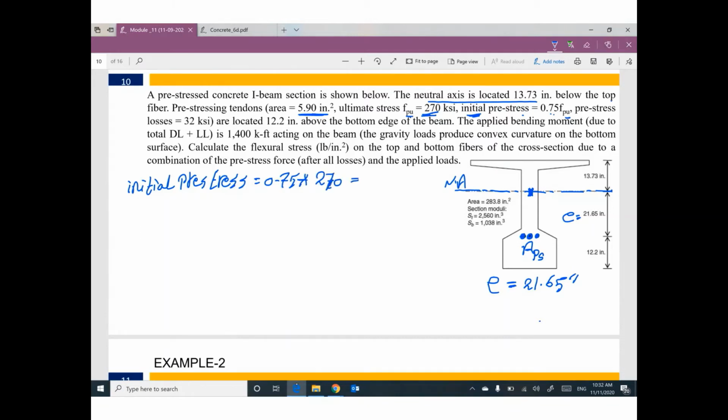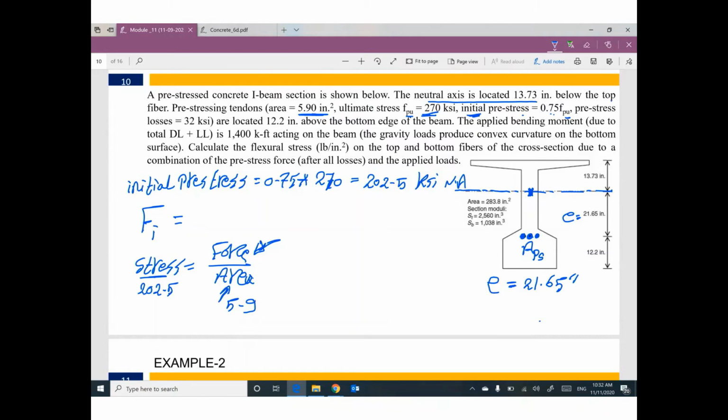So the initial stress is 0.75 times 270. It will be 202.5 ksi. Anybody can tell me what is the initial force? This is the initial stress. What is the initial force? Okay. Any stress equals force divided by area. You are looking for the force in these tendons. So what is the area of these tendons? 5.9. What is the stress in these tendons? 202.5. Can you tell me what is the force? Yes, I can.